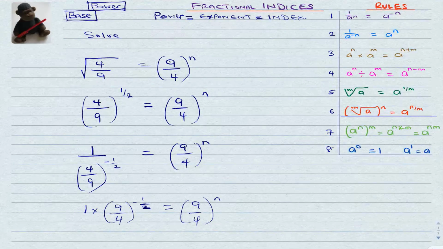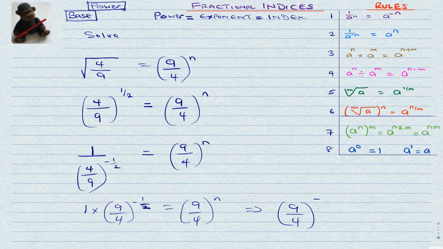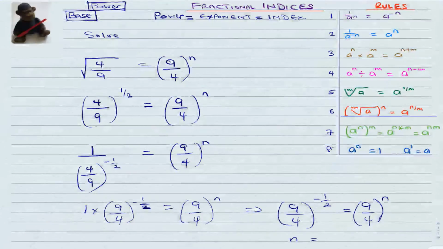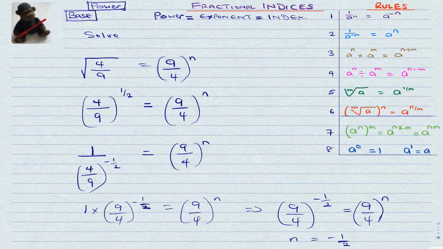So now I can see that 9 over 4 to the power of minus a half equals 9 over 4 to the power of n, where n equals minus a half. So that was the difficult bit here, to recognize that you need to turn it into a negative fraction and then change the 1 over into times. And then you flip the denominator. And that's how to solve that question.